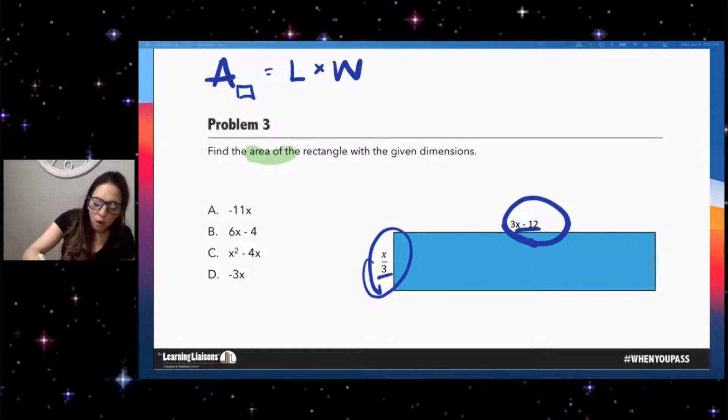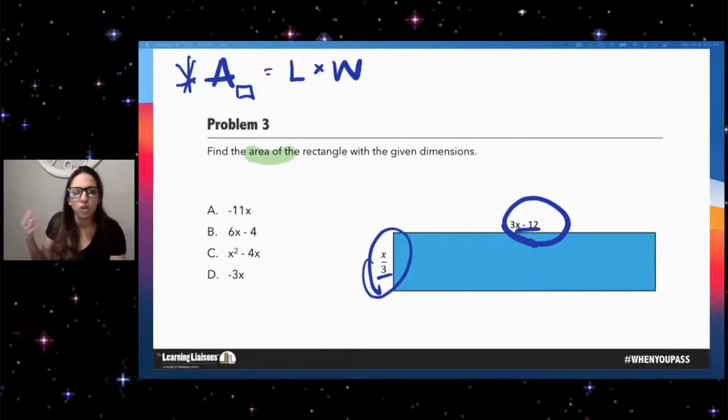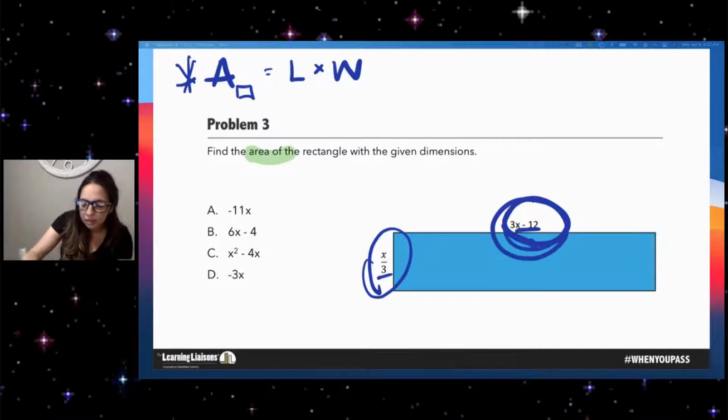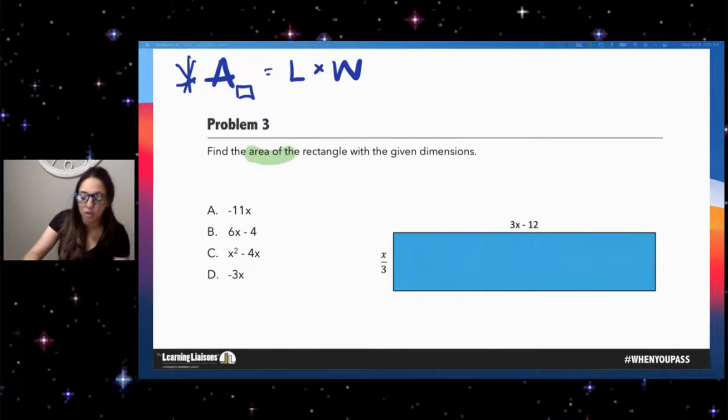If you know area equals length times width, then you know how to solve this problem. All we're going to do is take this and multiply it times this. Now, are we going to get a numerical answer? No, because we weren't given an x value, but we can still solve it.